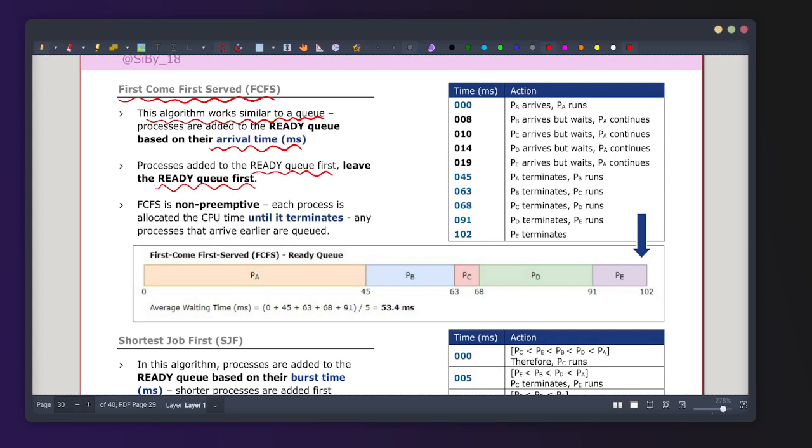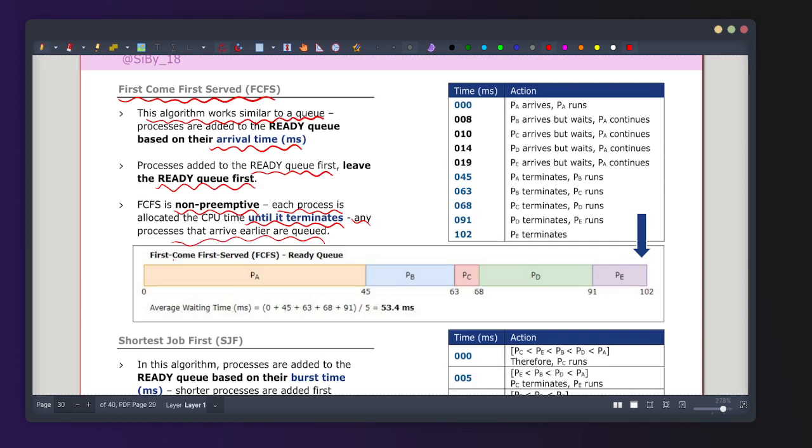What does it mean to leave the ready queue? It means that it's going to be leaving the ready queue to the processor. So if you remember the definition of non-preemptive, FCFS is a non-preemptive algorithm. Each process is allocated the CPU until it terminates. Any processes that are arriving earlier have to wait for that other process to finish.